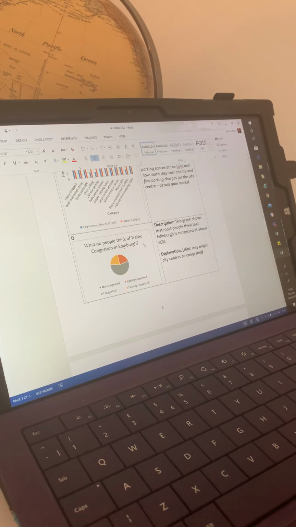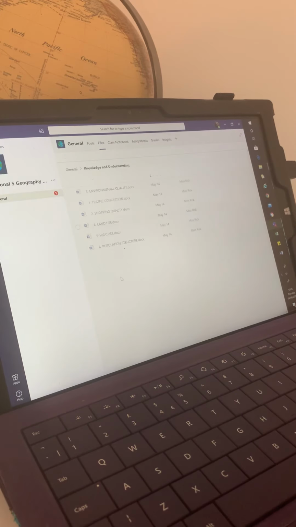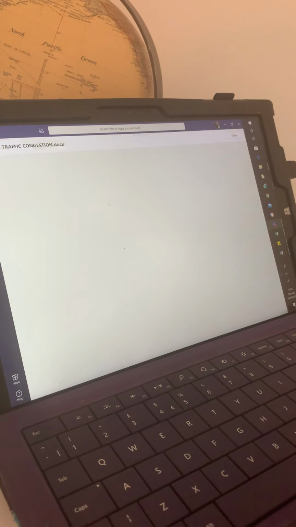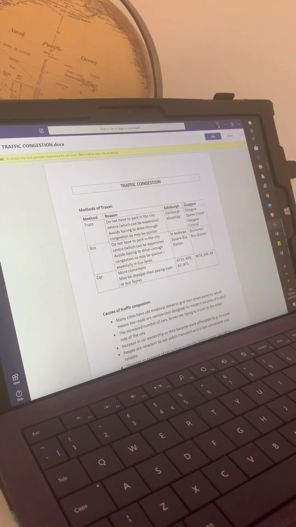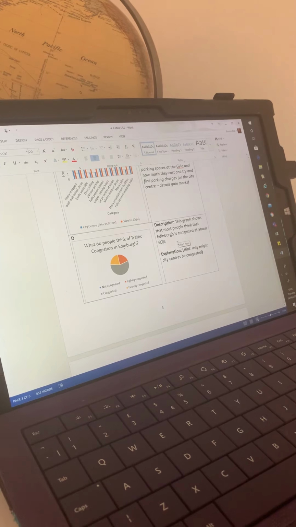What do you think of traffic congestion in Edinburgh? So it shows you most people think Edinburgh's congested. So why might people think that the city centre is congested? If you're not sure, close this one down and then go into the traffic congestion one, then go down the section in the middle, which has got some bullet points. It then just gives you some reasons why people might think that somewhere like Edinburgh might have lots of congestion. Again, you don't have to do all of these, you can put them in your own words, it's just to give you some help.